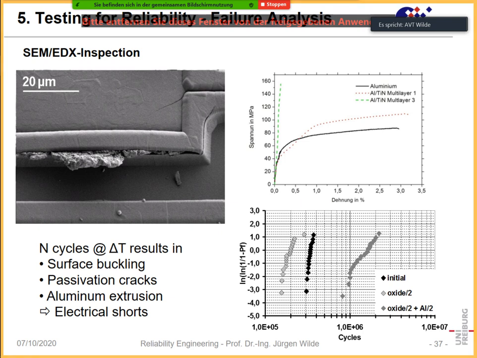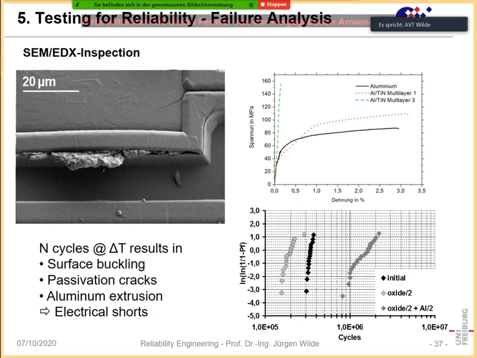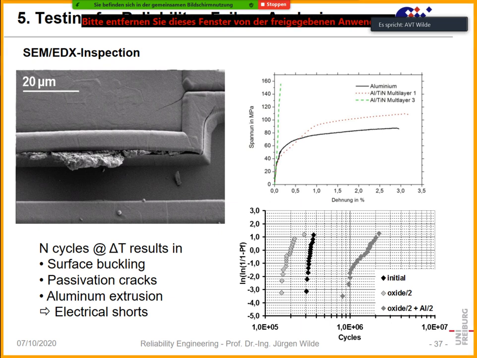So in fact, using this information we got from the failure analysis, we could improve the system. The two things were to increase the strength of the passivation and also to make the aluminum undeformable just by making it a multi-layer. In that way, the lifetime could be increased significantly.